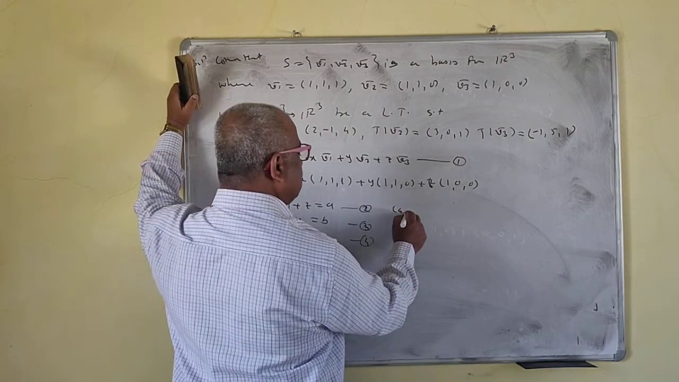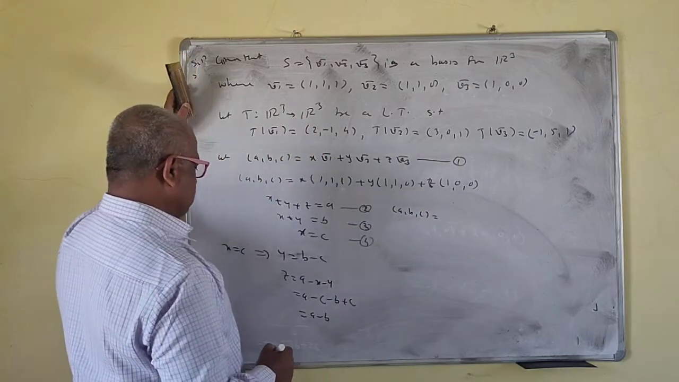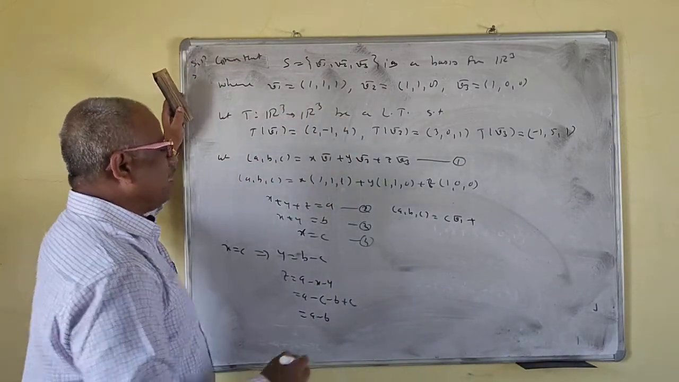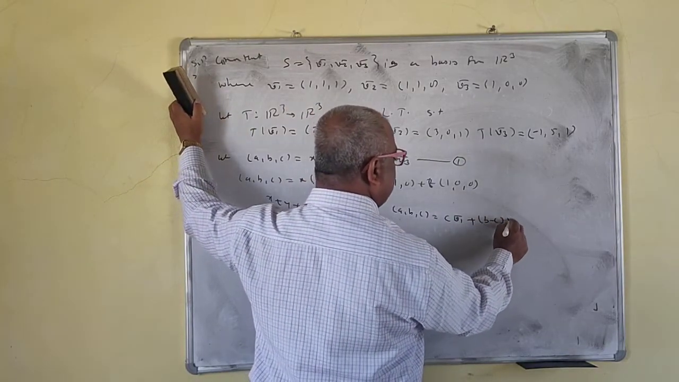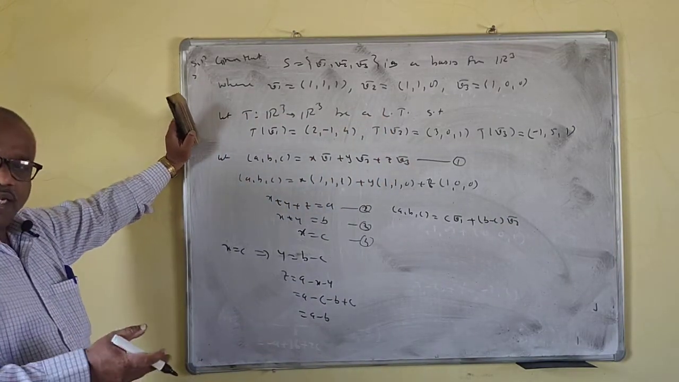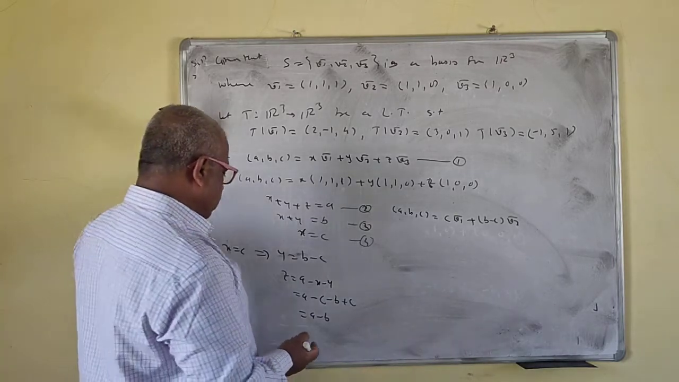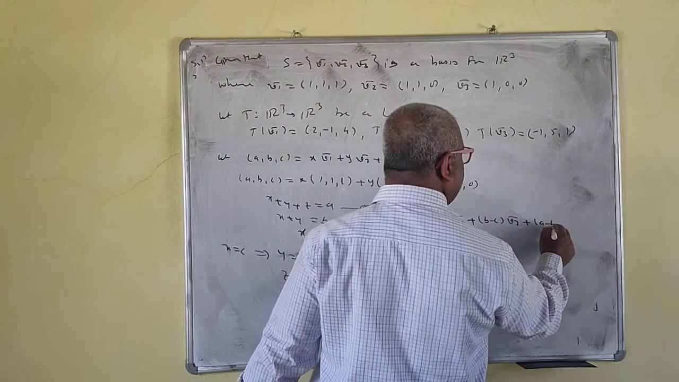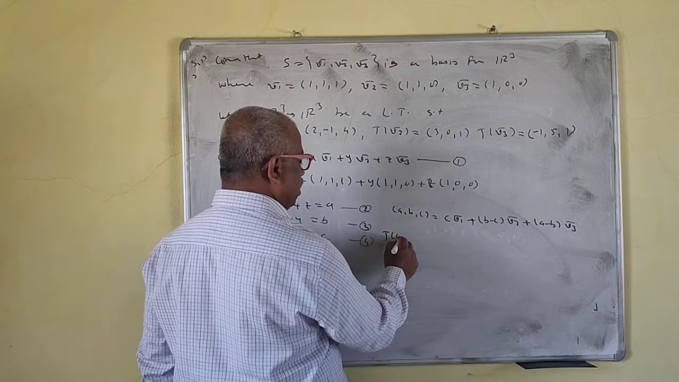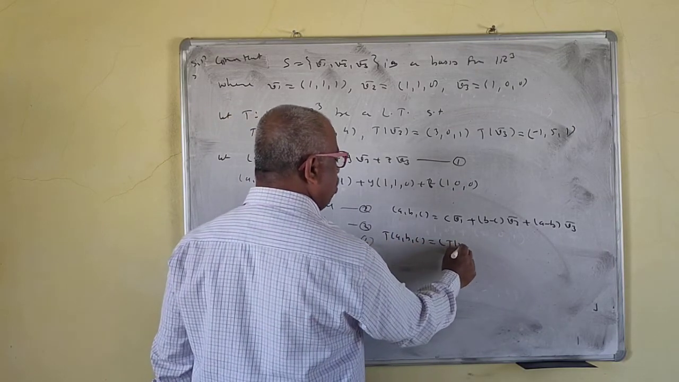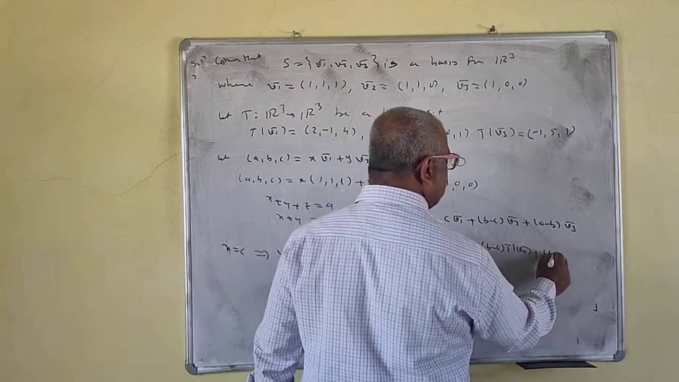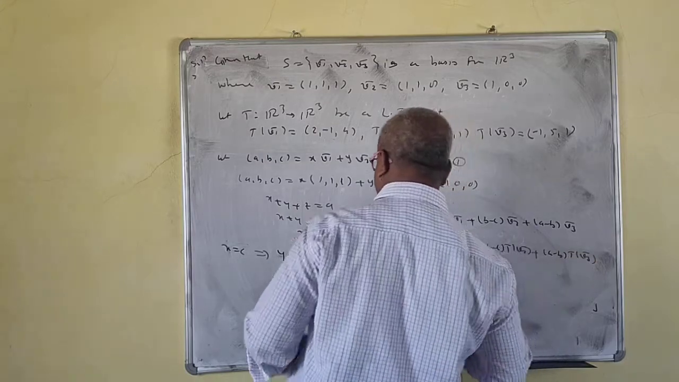So (a, b, c) is equal to, what is your x? Your x is c V1 bar plus your y is what? b minus c, you have to write in bracket, V2 bar. Right? You get the values of x, y, z in terms of a, b, c. So now z is what? a minus b, plus (a minus b) V3 bar. So now we'll write T of (a, b, c). T of (a, b, c) is equal to c T of V1 bar plus (b minus c) T of V2 bar plus (a minus b) T of V3 bar.